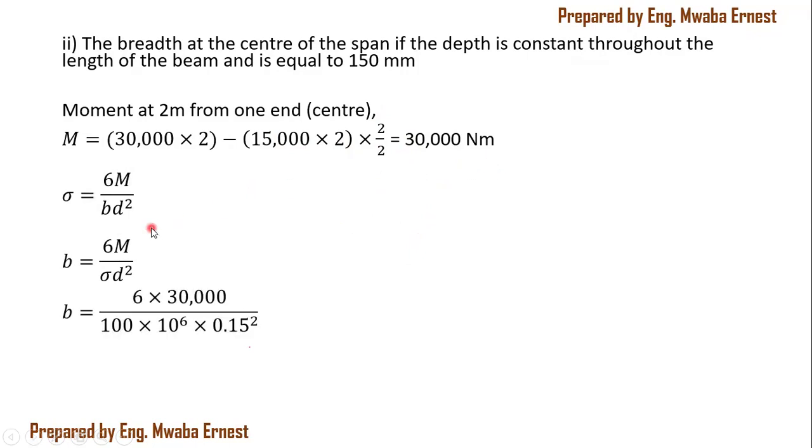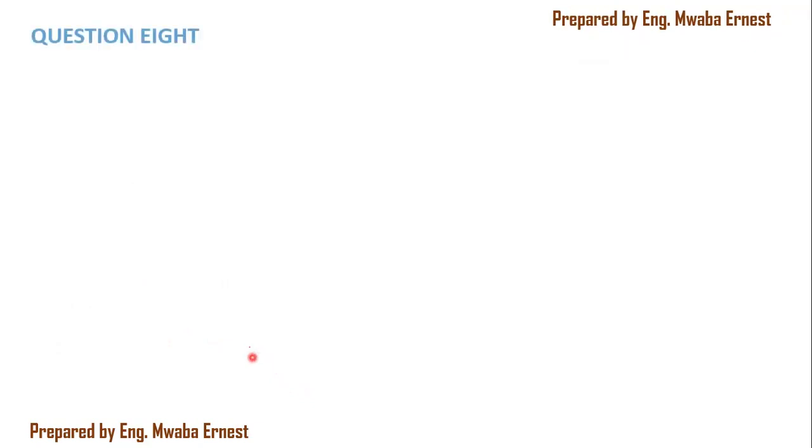And then we can now find our B. We make B the subject, it becomes 6M over stress times D squared. So that's how you answer that. And then 6 times 30,000 divided by stress, which is 100 times 10 power 6, times D squared. Our D is 0.15, so we just square it. Okay, so with that, we can go to question number 8.